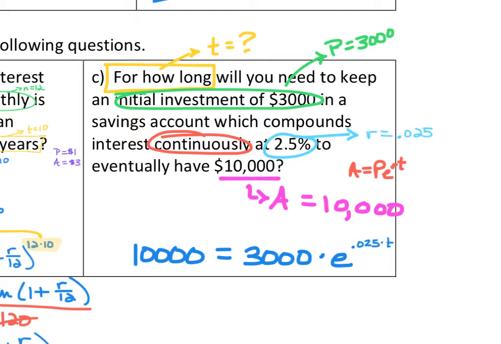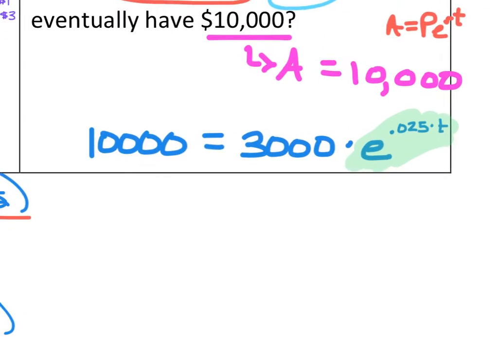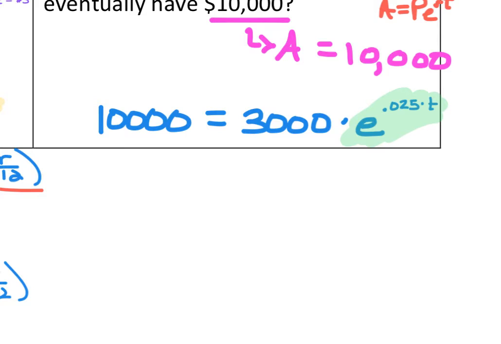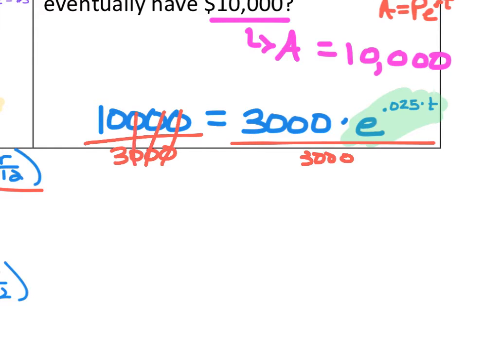Now I want to get the e with the exponent by itself, because then I can take the ln of both sides. And I'm going to need to take the ln of both sides because I have a variable in the exponent. So to get e by itself, I divide both sides by 3,000. And 10,000 divided by 3,000 is 10/3. Does that kind of intuitively make sense to you? Now I'm going to take the ln of both sides.